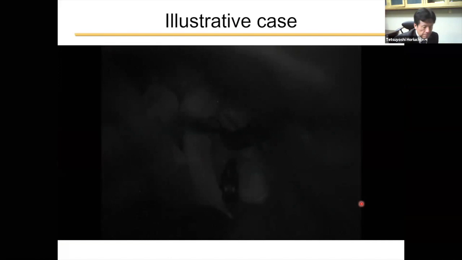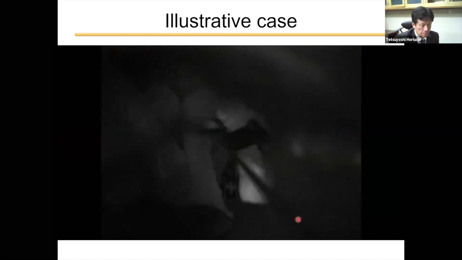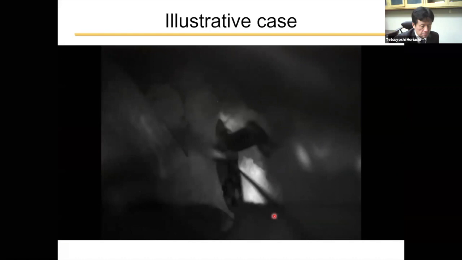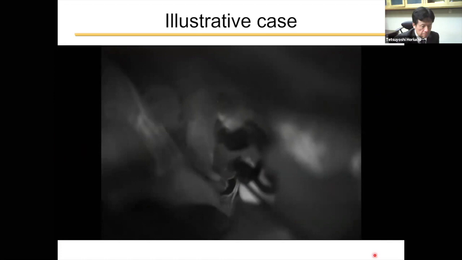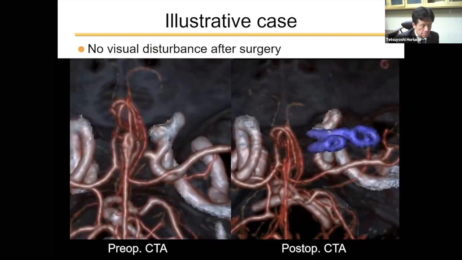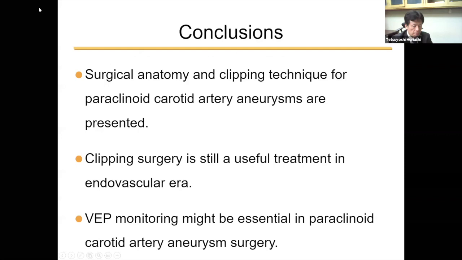ICG is showing patency of ophthalmic artery. And some SHA is not visualized. After surgery, no visual disturbance occurred, and follow-up CTA showing good obliteration of aneurysm.